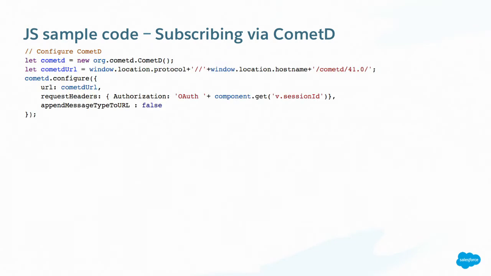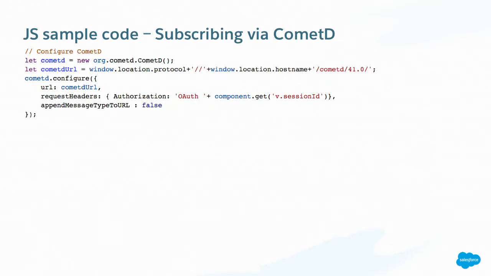Now let's have a look at something more complex, subscribing to a platform event. So if you're going to write code inside Salesforce, right? If you want to do that, one of the easiest ways to capture an event is to use CometD. That's one of the libraries that implemented the Bayeux protocol. How do you do that? First, you need to configure CometD.